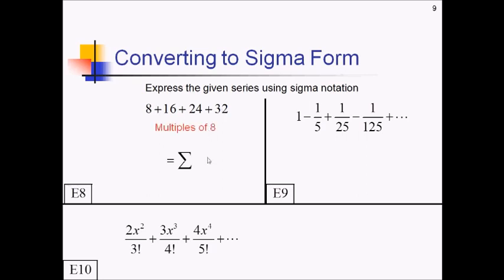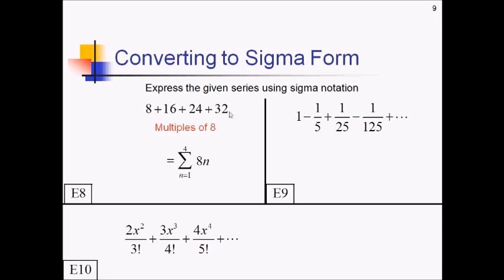So I'm going to start by writing my summand here. If I want a formula that gives me multiples of 8, I should probably just do 8 times n. I also need my lower and upper limits of summation here. So 8 times what would give me my first term here of 8? Oh, 8 times 1. Can you figure out the upper limit of summation here? Well, we need 8 times 4 to get 32, so 4 is the next one here.